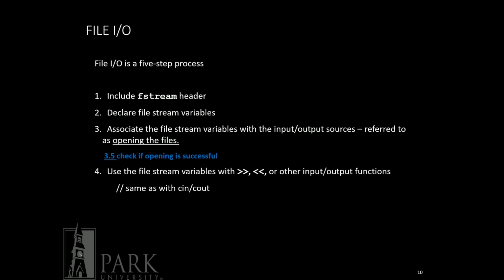Then we use the file stream variables that we declared up here, right, with our standard extraction and insertion operators, just like we did with the IO stream. And then finally, we close the file, okay? And that's it. These 5 steps are all there are to file I/O. And you did things very similar in Java. It might just be a little bit different looking, right? But we're going to go through some examples on how to do it.